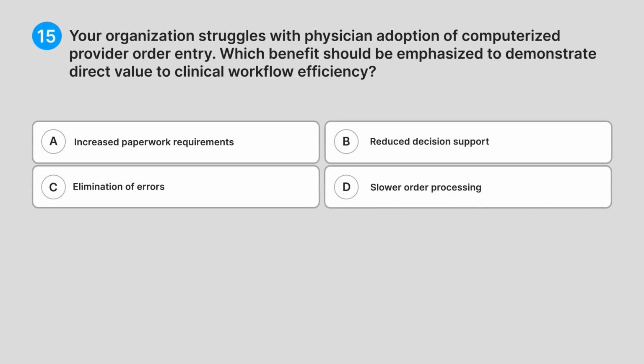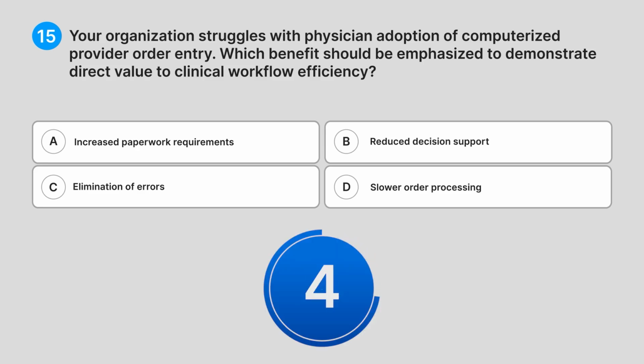15. Your organisation struggles with physician adoption of computerised provider order entry. Which benefits should be emphasised to demonstrate direct value to clinical workflow efficiency? A. Increased paperwork requirements. B. Reduced decision support. C. Elimination of errors. D. Slower order processing. Can you guess the answer?